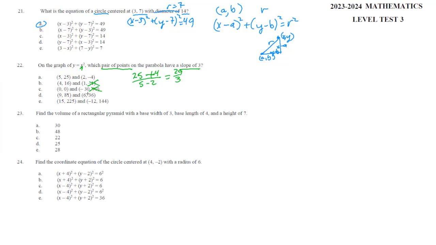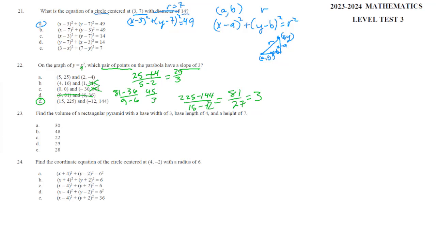So y equals x squared. Let's try that one. 81 minus 36 over 9 minus 6. So 81 minus 36 is 45 over 3. That's a slope of 15. Not that guy. All right. 225 minus 144 over 15 minus negative 12. Okay, so that is 81 over 27. Hey, that's our baby. Does it really fit y equals x squared? E is our answer, number 22.